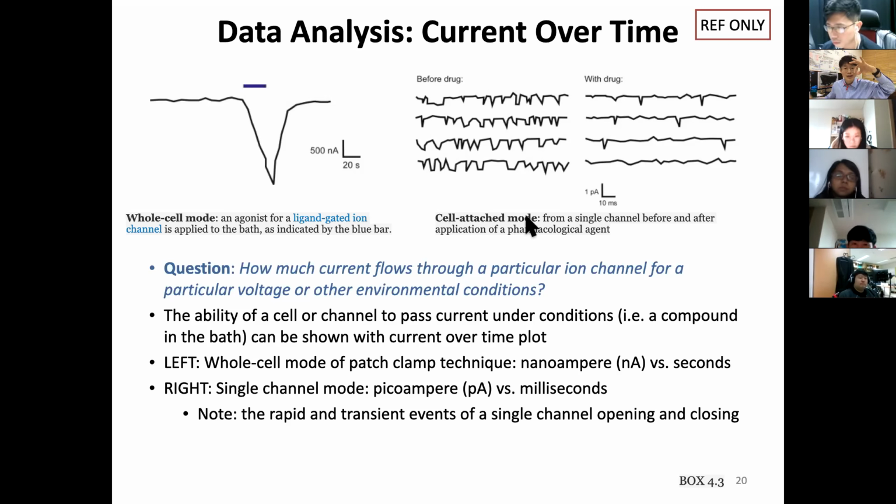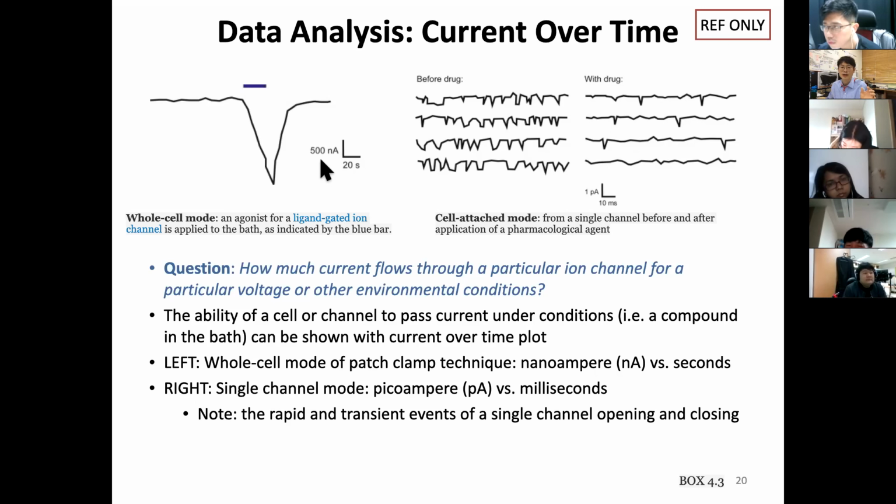So you are looking at a single ion channel's current before and after application of a pharmacological agent, which looks like it is reducing the activity of opening of the channel. All right, so this is single channel mode, and the thing you want to note is the size of the current. It's at the picoamp level, while for the whole cell, where you puncture the cell, connect, and measure the current, it is hundreds of nanoamps. So a huge difference, right?